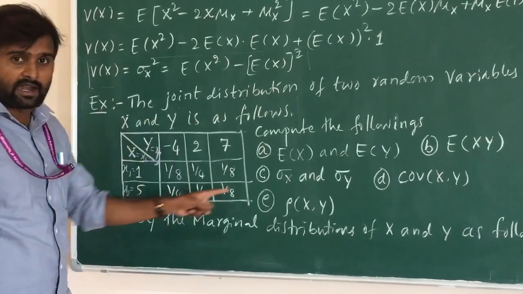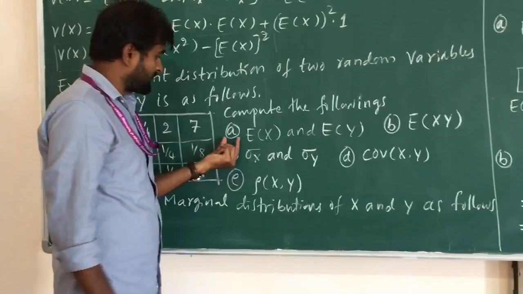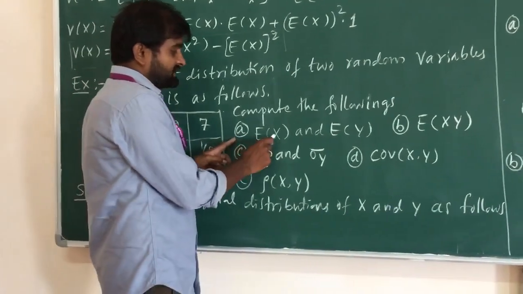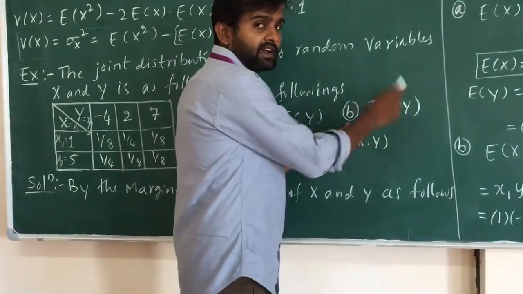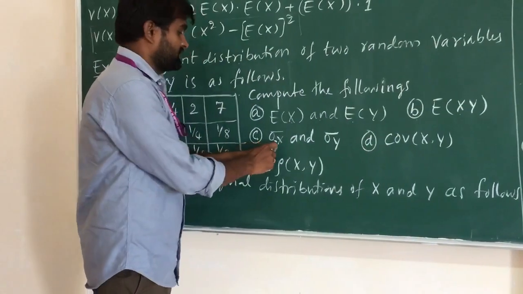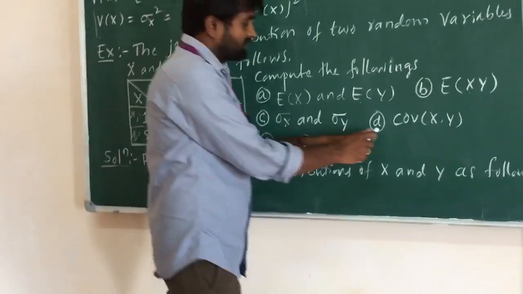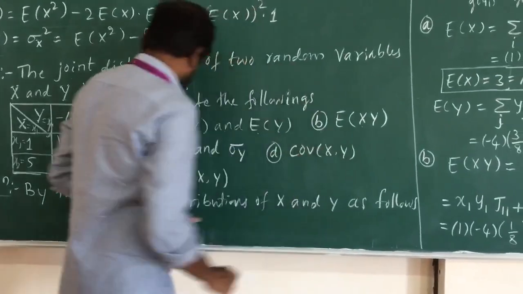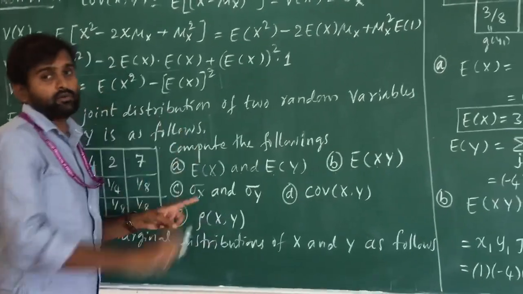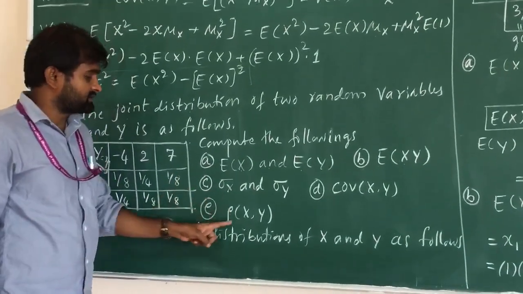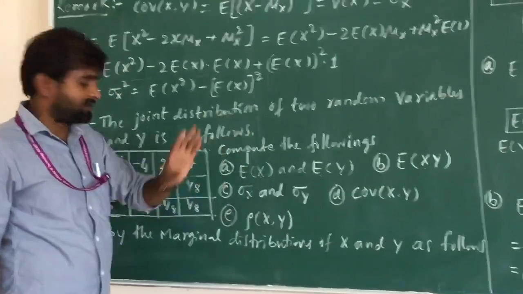Using these random variables, compute the following. First, A: the expectation of x and the expectation of y. Then B: the expectation of xy. C: the standard deviations delta x and delta y. D: the covariance of x comma y. E: the correlation of x comma y. So these we need to find. The total is 5 values to compute.